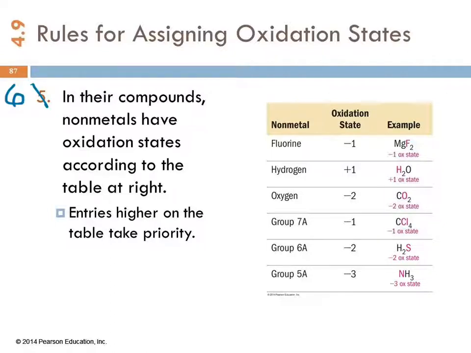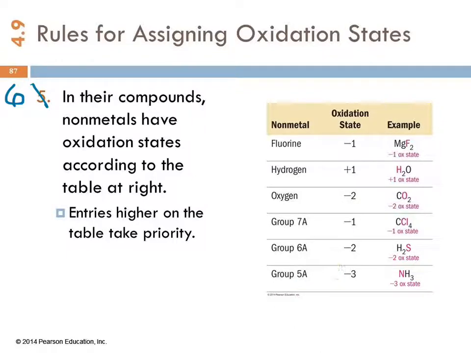The nonmetals. The nonmetals are the tricky ones in compounds. And so we have this table. So fluorine is going to be -1, hydrogen is going to be +1, oxygen is going to be -2. The group 7As are going to be -1, the group 6As -2, the group 5As -3.